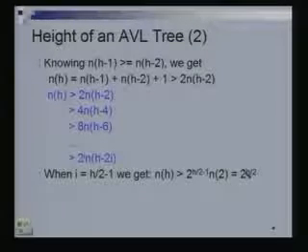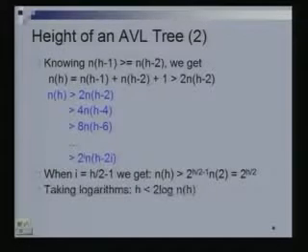Something like 2 to the h, either 2 to the h or 2 to the h plus 1, one of those. Yeah, because it can be a complete binary tree. So now suppose I were to take logarithms, what would I get? I would get that h is less than 2 times log of n. Yes?